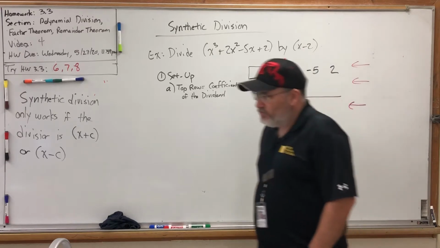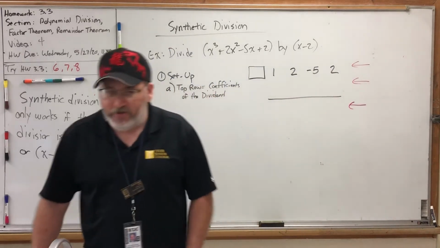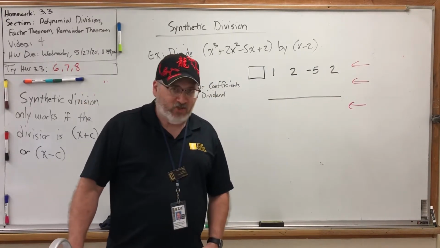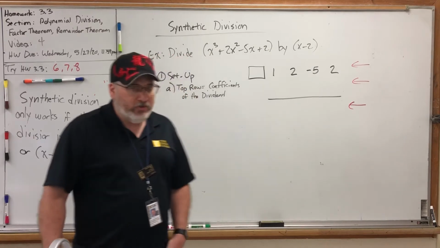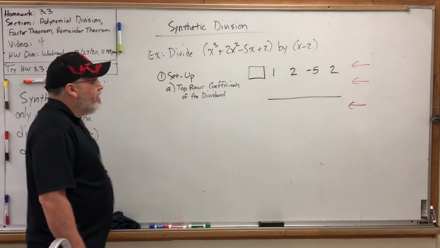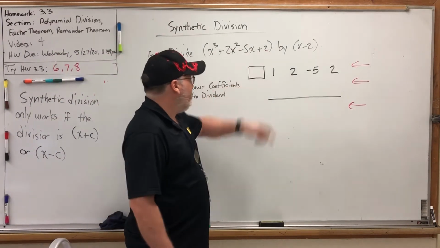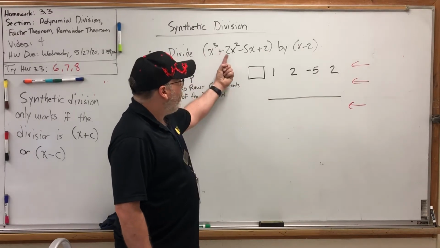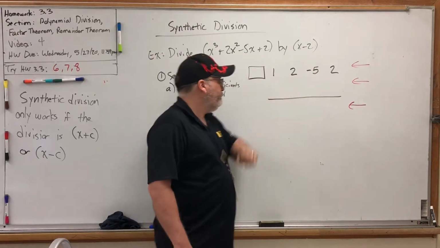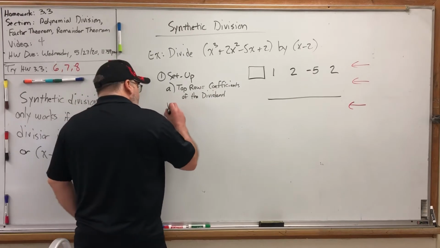So basically, you get rid of all the x's and focus on the numbers. That's actually one of the driving motivations behind synthetic division, is to not look at the x's, but only look at the numbers to do the work. So again, the top row is the coefficients of the dividend, 1, 2, negative 5, and 2. The second part of the setup is the box number.